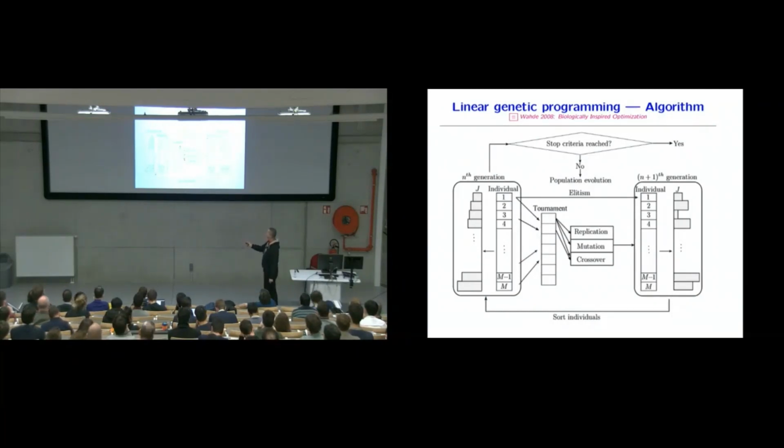But in principle, you do the same operations. You randomly choose the individuals, then you have your tournament. You randomly choose your operation, then you apply it with random parameters and so on. This is how you build the second generation. Test the individuals, sort them, and do it again until a convergence criterion is reached.